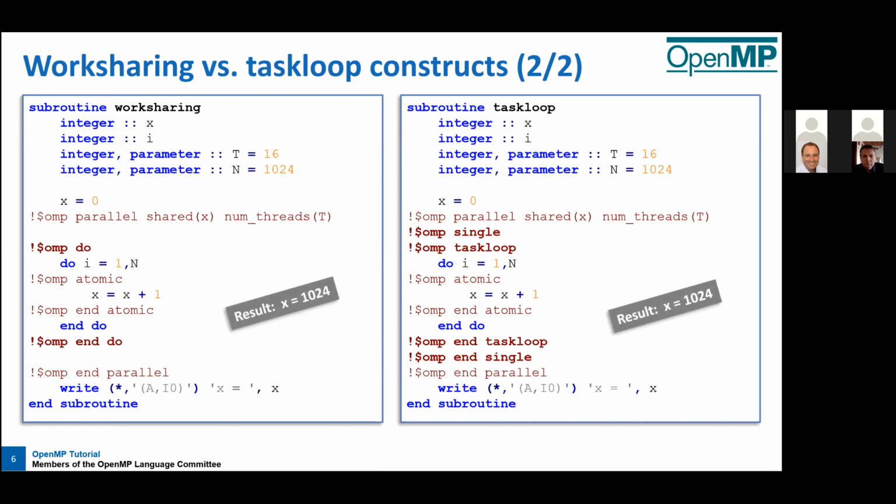So this is something where you absolutely have to watch out. Taskloop is really more like a task construct. So as many times as you encounter it, that many times you get the loop being executed. So if you want it to behave like a work sharing construct, you have to add the single construct in front of it.